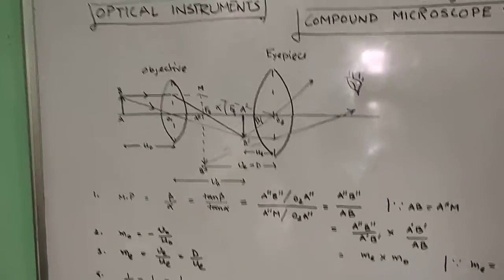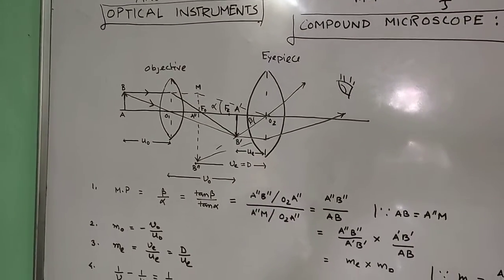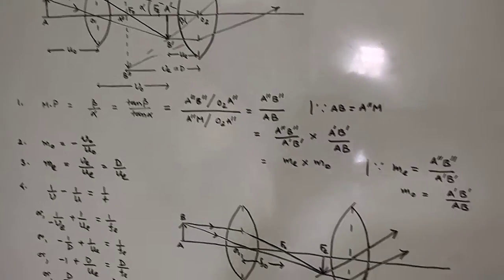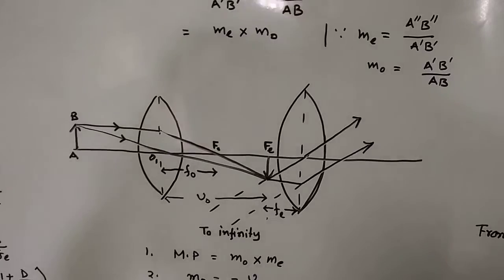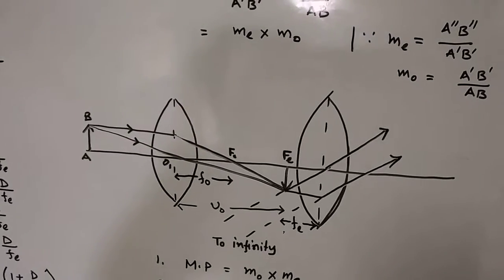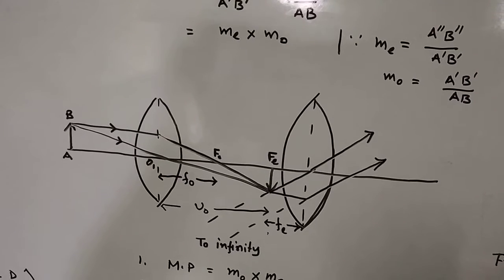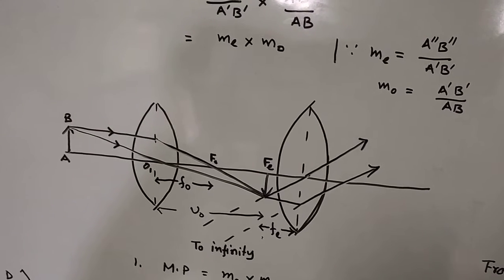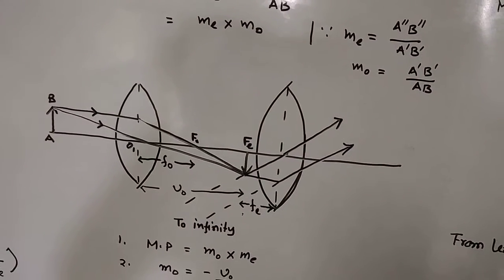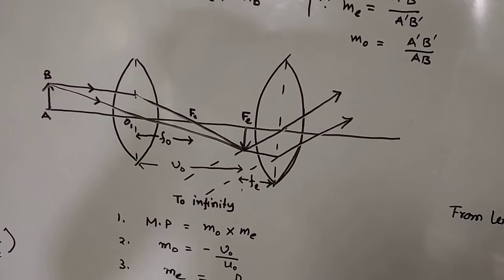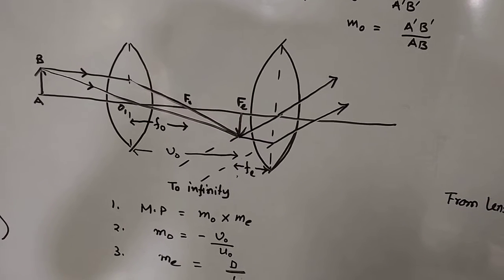Now another ray diagram we are considering for the compound microscope, considering the final image is formed at infinity. So this is your ray diagram. For that, the image of the object AB formed by the objective lens should be at the focus of the eyepiece. If it is at the focus of the eyepiece, then the image is at infinity. So let me try to find the magnifying power. The magnifying power is m0 me.